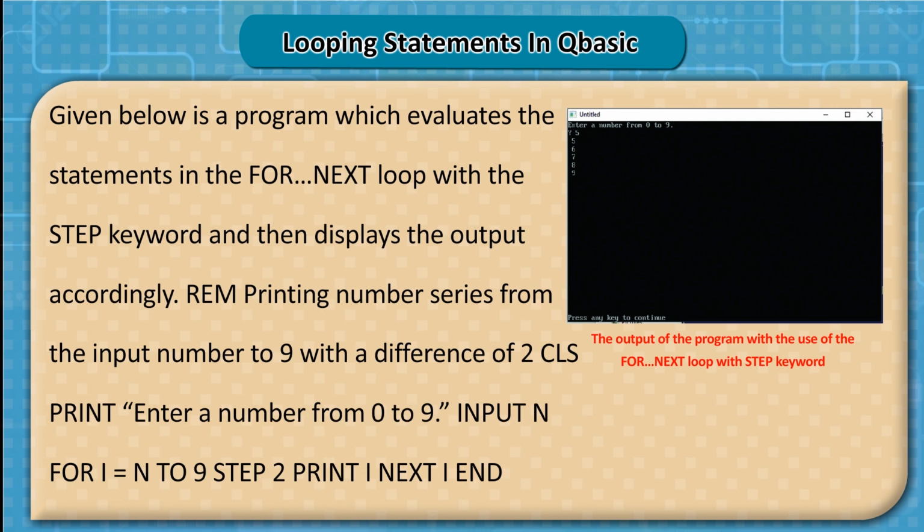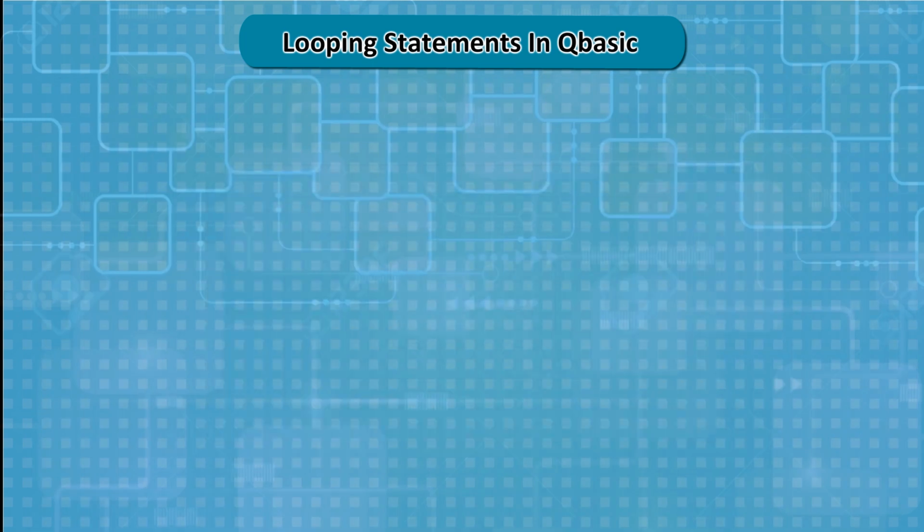Given below is a program which evaluates the statements in the for, next loop with the step keyword and then displays the output accordingly. Printing number series from the input number to 9 with a difference of 2. CLS. Print "Enter a number from 0 to 9". Input n. For I equals n to 9 step 2. Print I. Next I. End.